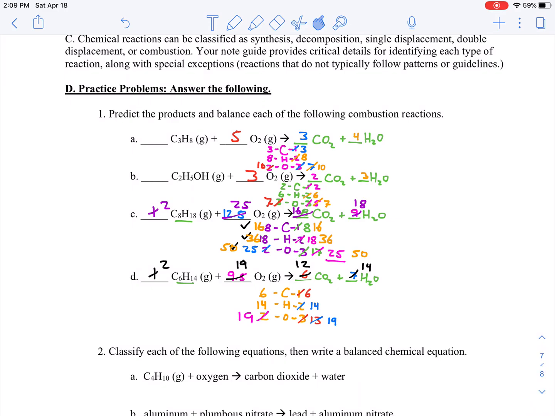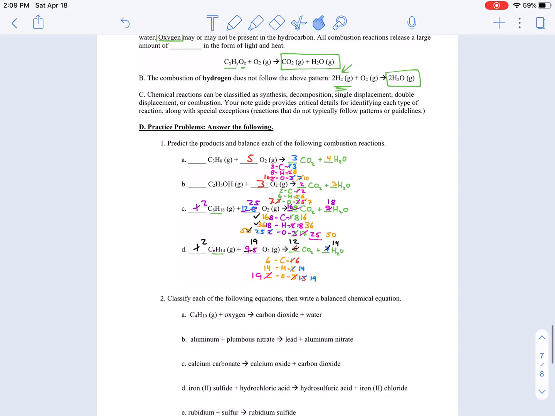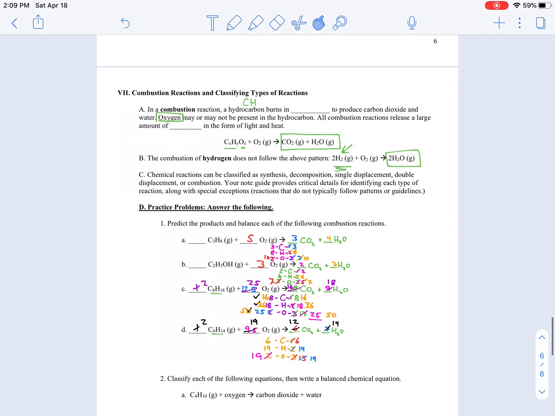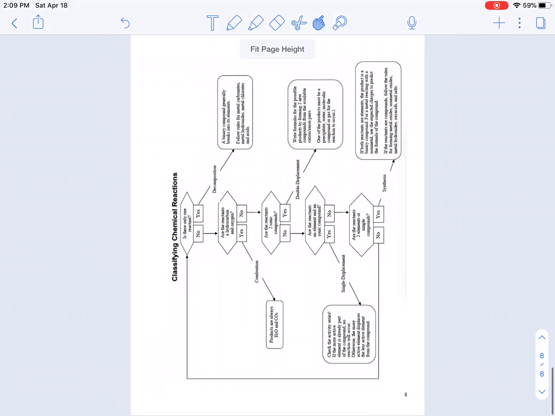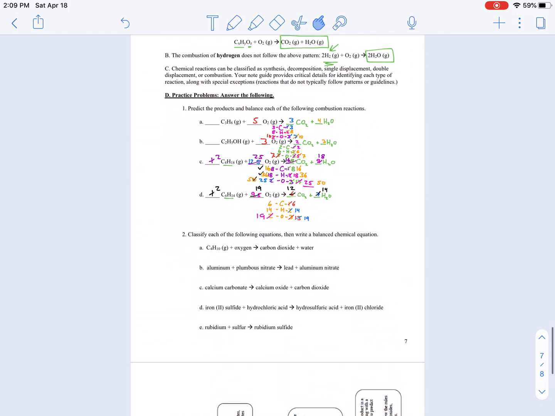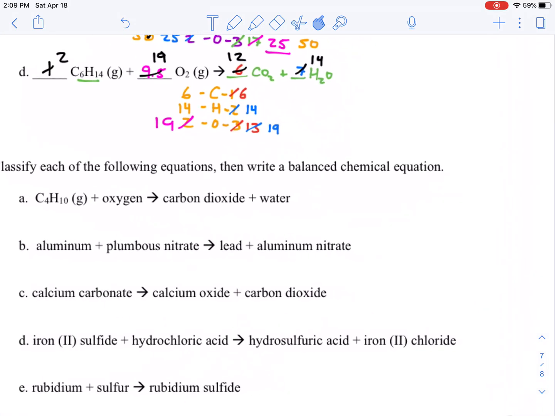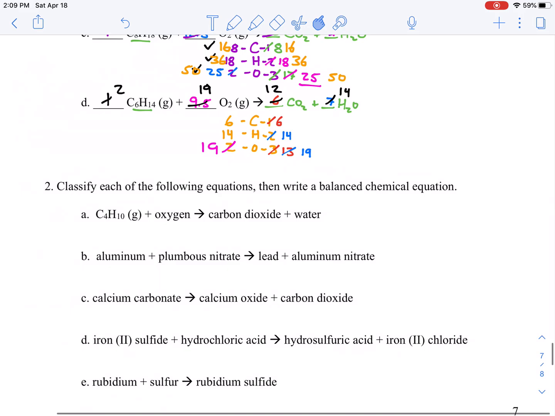Now, we're not done, because in addition to having our look at combustion reactions, we also want to work on classifying chemical reactions. And just so you're aware, there's a page down here. It's the 8th page on these notes that you can take a look at. It's also on Canvas if you so desire. It's a nice little flow chart to help you classify chemical reactions. But I think you can actually make sense of this as we go through.